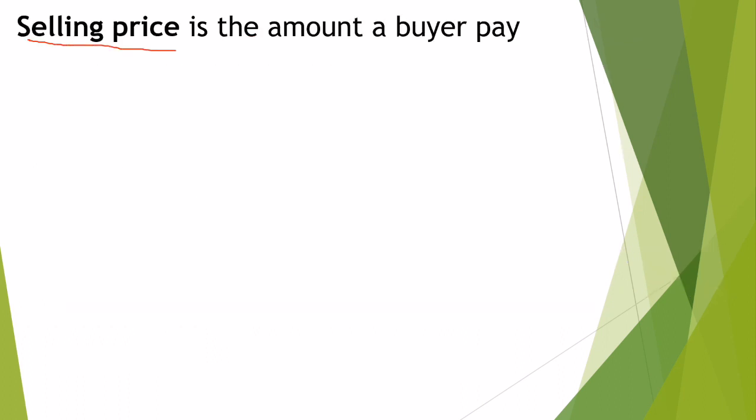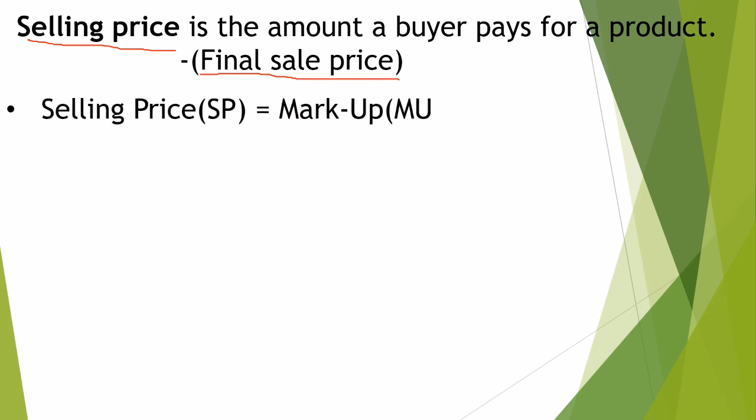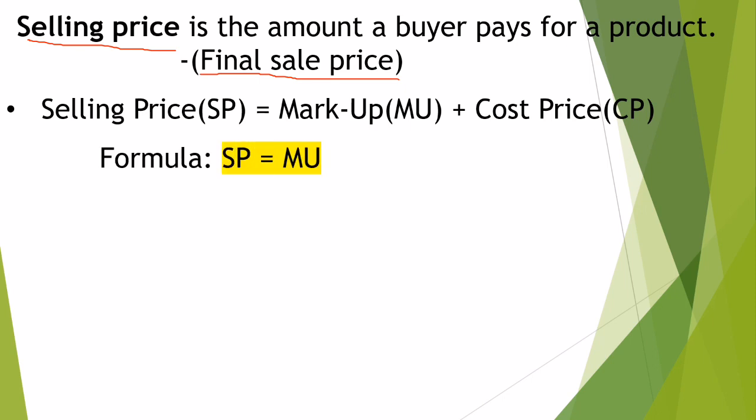Selling price is the amount a buyer pays for a product. So this is the price that we usually pay, or sometimes we call it the final sale price. So the selling price, or SP, is equal to markup, or MU, plus cost price, or CP. So in short, SP is equal to MU plus CP if the given is markup and cost price.